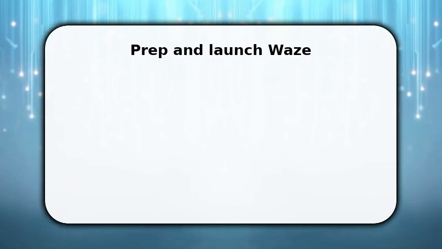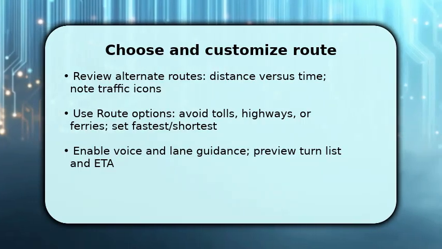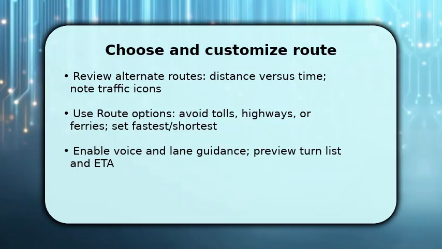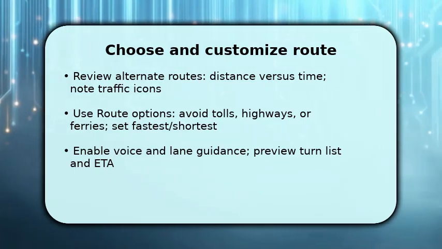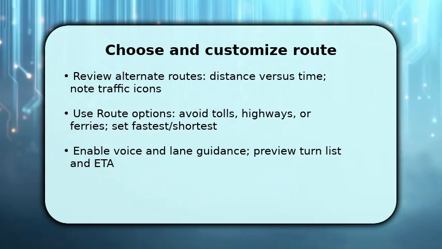Once Waze has options, compare them. The fastest route may be longer distance, while a shorter route can have slow traffic. Pick based on your priority. Tap route options to avoid tolls, highways, or ferries. Make sure the selected profile matches your vehicle.